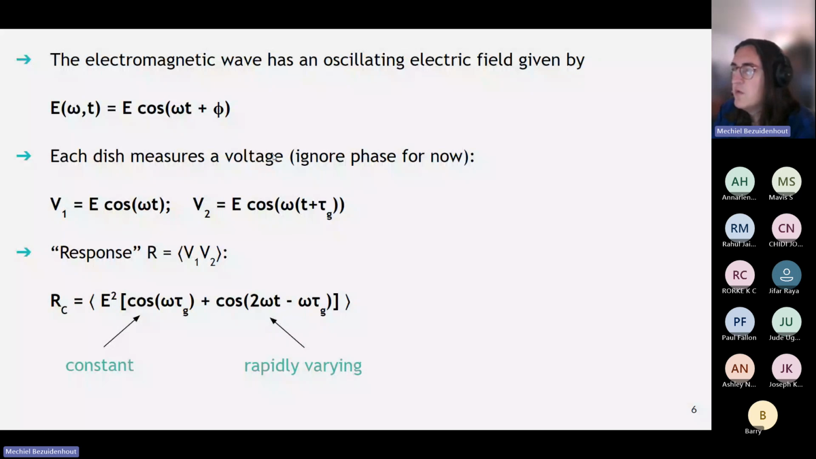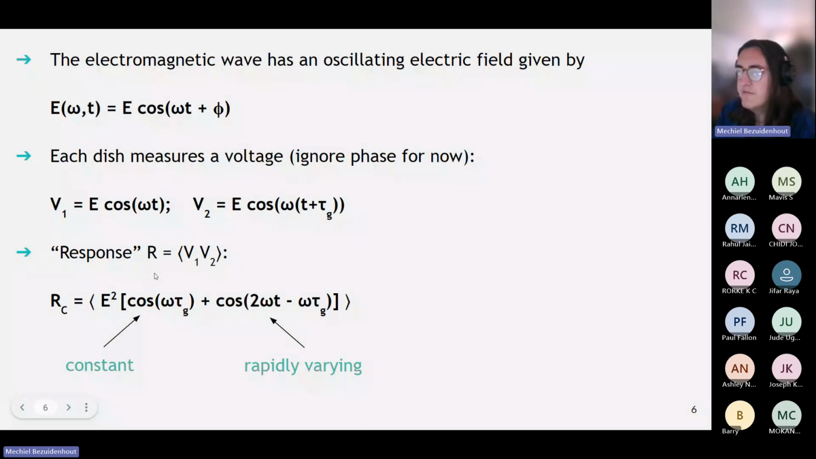And if we ignore the phase for now, the voltages that we measure are V1 is E cosine omega t, and the second one is E cosine omega t plus tau. So now one of the voltages has this delay caused by the geometry. And now we can define a quantity called the response of the interferometer. You'll get to understand what this means exactly in a little bit.